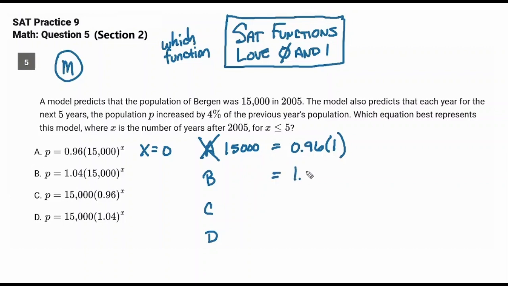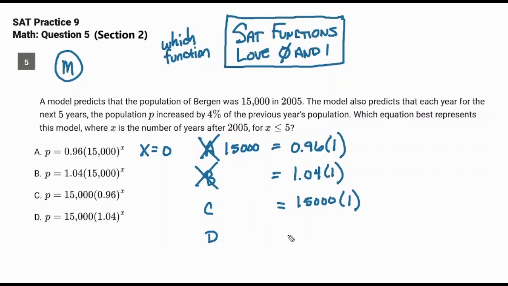15,000 equals 1.04 times 15,000 to the 0 power, which is 1. All right, does 15,000 equal 1.04? It doesn't. So B is gone forever. All right, let's try C. 15,000 equals 15,000 times 0.96 to the 0 power. That's 1. Does 15,000 equal 15,000? Yes, it does. Should you pick C and move on?